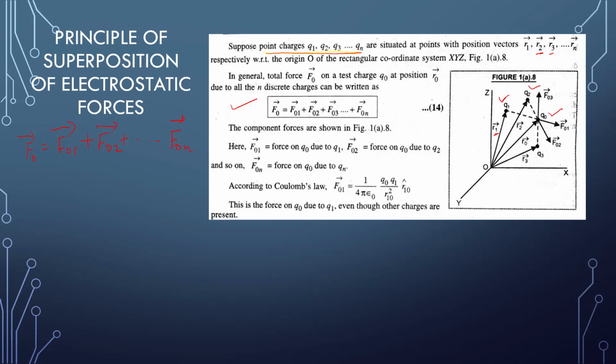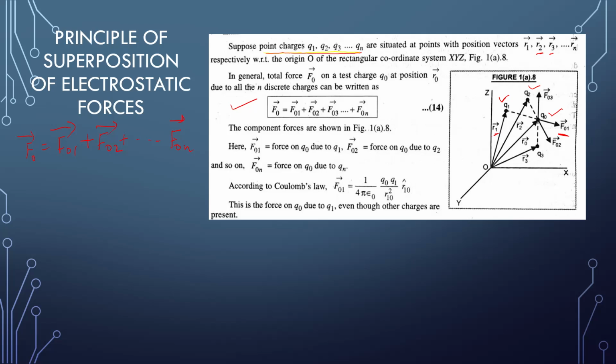This Q0 is said to be the test charge. The test charge is considered to be a positive charge, and Q1 also we are considering to be a positive charge. So what will be the direction of F01 vector? It will be a repulsive force, so it will be directed in this particular manner. So F01 vector is the force on Q0 due to Q1.